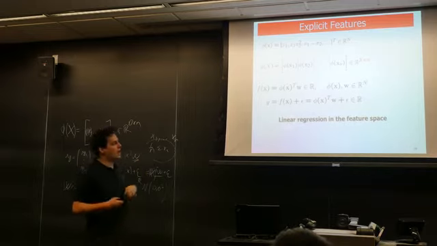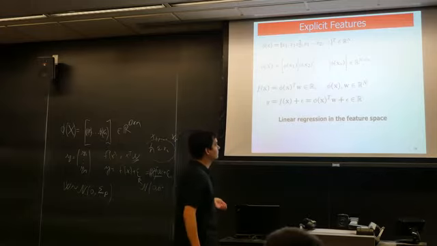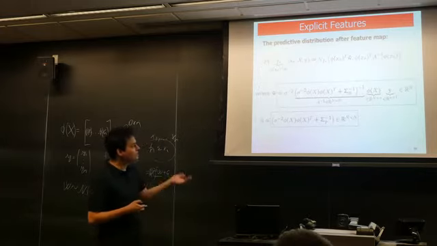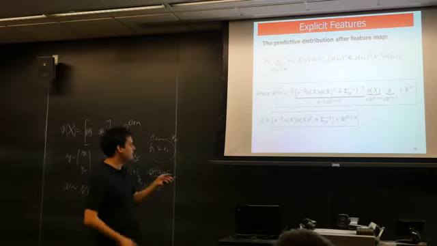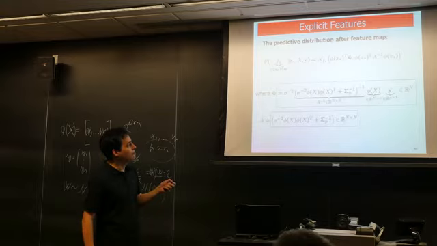So basically, whenever I had x, I just replace that with phi of x. And then I calculate the same things that we did before. So the predictive distribution will be the probability of phi of x transpose w given x star, the location where I want to predict, and the input. And then instead of x star transpose w bar, it will be phi of x star transpose w bar. And that will be the new mean.